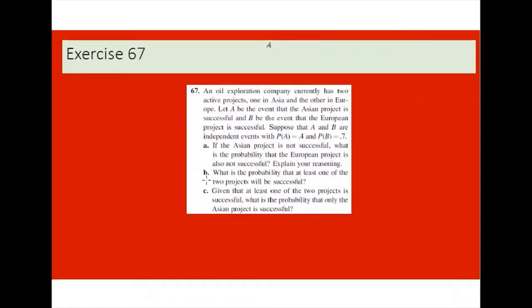B. What is the probability that at least, again keyword, at least, it means at least one, it means one or both, because here we have two projects. At least one of the two projects will be successful. Okay, at least one of the two, it means one or both of them, and it's the keyword for union, because in union, A union B, it means A or B or both of them.